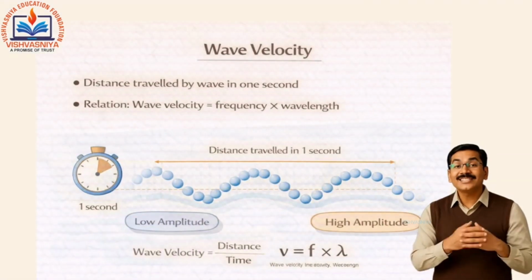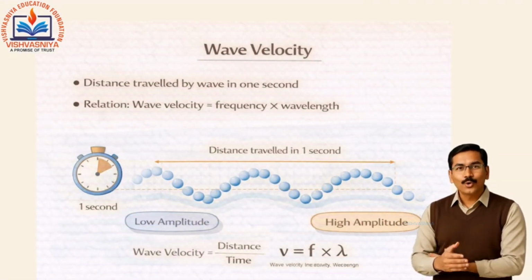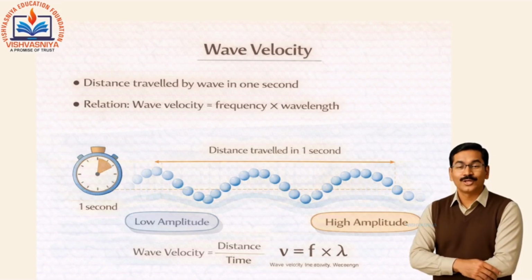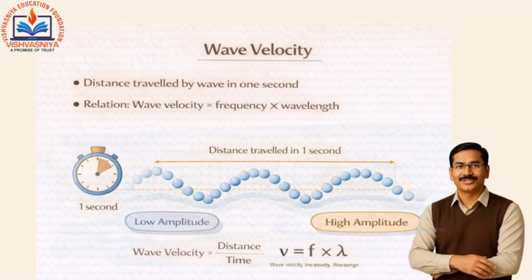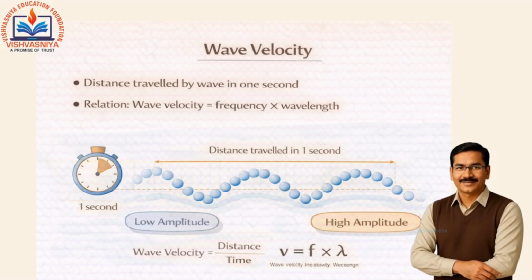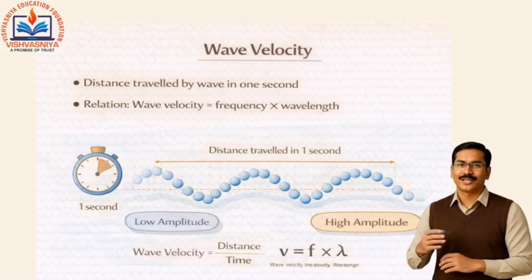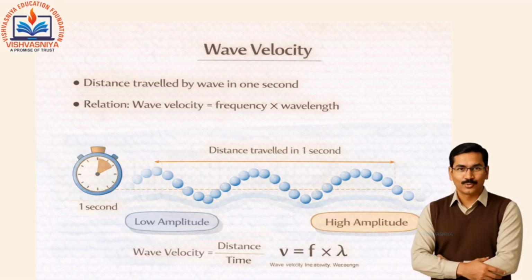Wave velocity is the distance traveled by a wave in 1 second. The relation between wave velocity, frequency, and wavelength is wave velocity equals frequency multiplied by wavelength, written as v = fλ. This relation is valid for all types of waves.